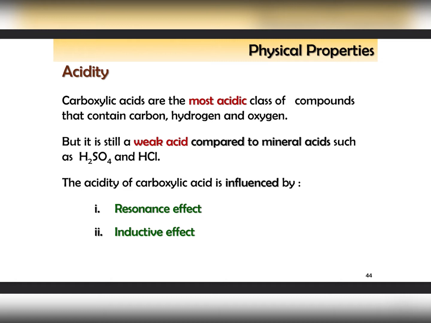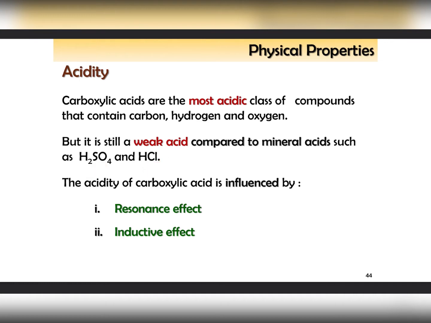So for this video, kita akan tengok part 2 untuk physical properties and it involve acidity of the carboxylic acid. So, as the name itself, carboxylic acid. So carboxylic acid is an acid and it is the most acidic class of compound compared to other organic compound. Okay, but it is still a weak acid lah if you compare with H2SO4 sulfuric acid ataupun HCl hydrogen chloride.